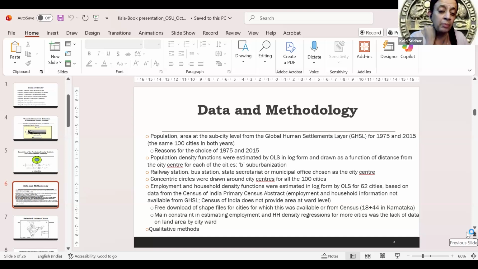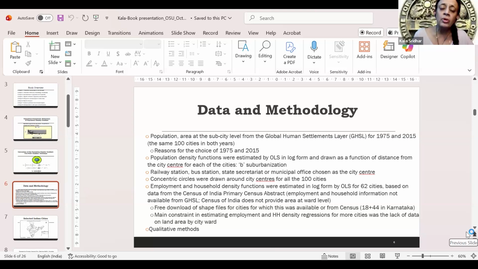And for employment and household suburbanization, we were not so fortunate, because we were dependent on data from the Census of India, where we got data only for about 62 cities from the Census of India. And the Census of India abruptly stopped providing the land area data at the ward level for some reason. So there were a lot of constraints for this employment and household suburbanization.